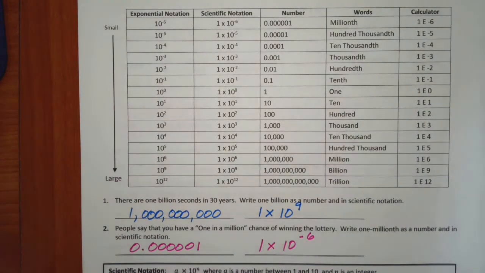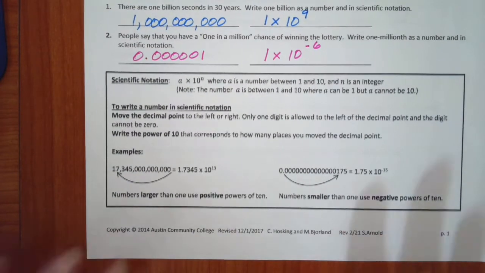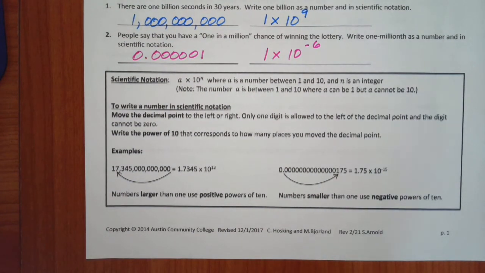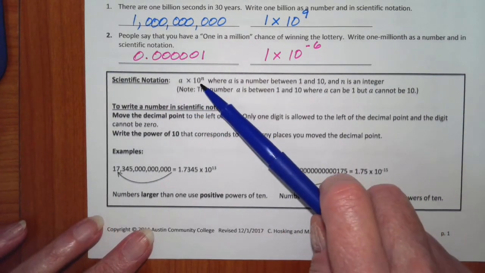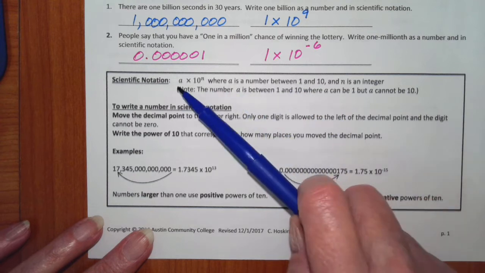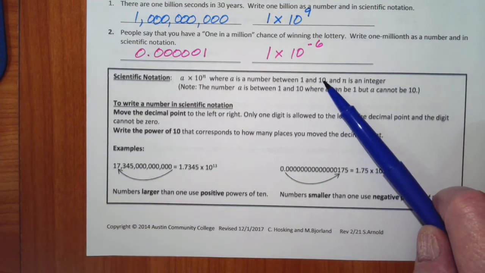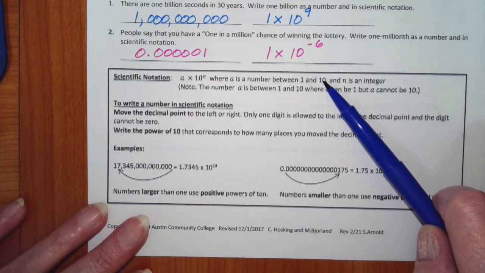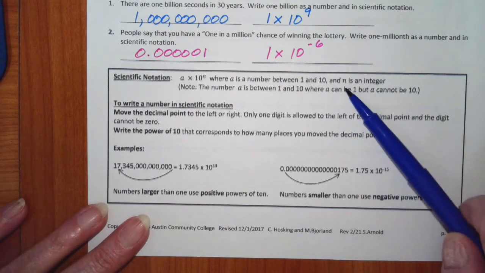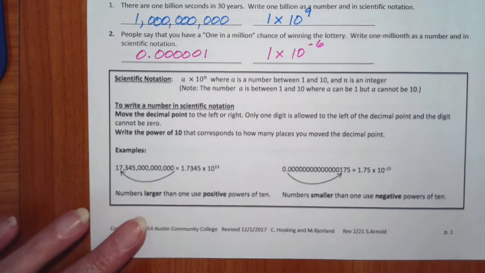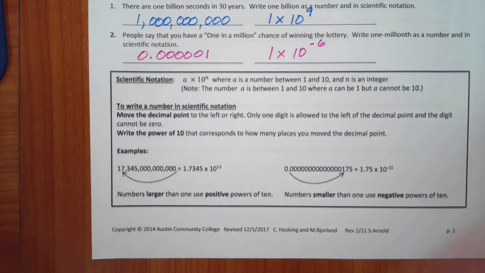Let's see what exactly scientific notation is, because it's very specific. Scientific notation is a number times 10 to the n. This number has to be between 1 and 10, and on the next page we'll look at how to recognize whether it's truly in scientific notation or not. And n is an integer, which just means it can't be a fraction or a decimal.